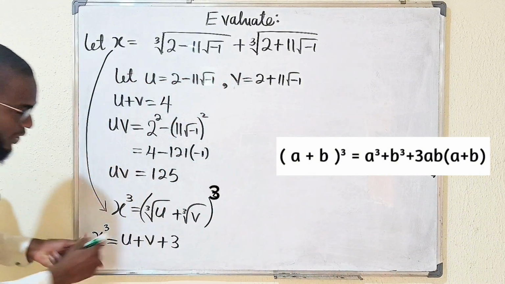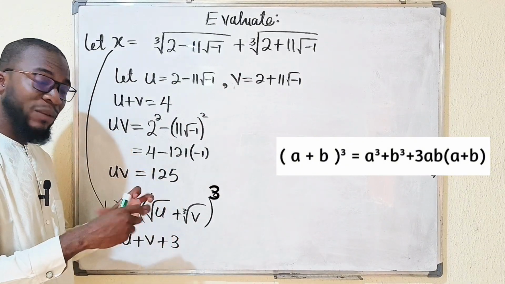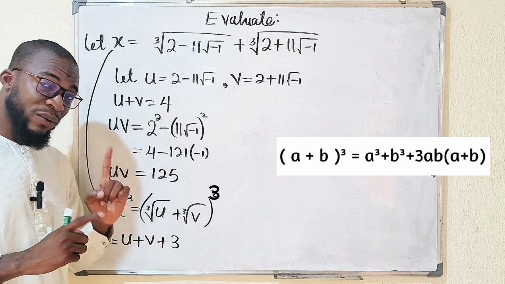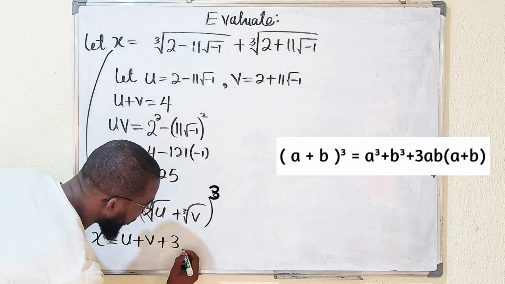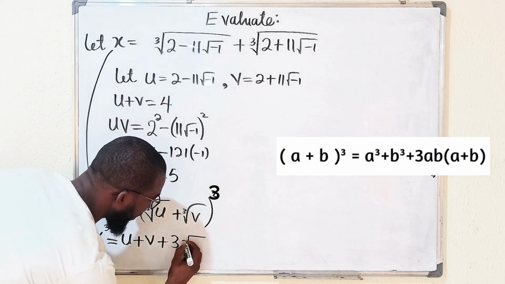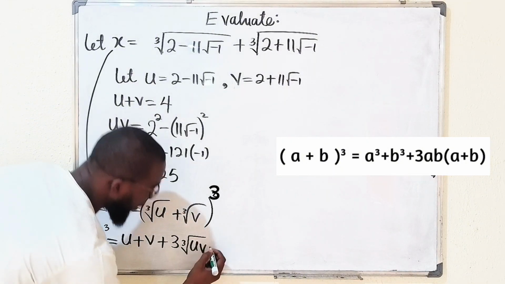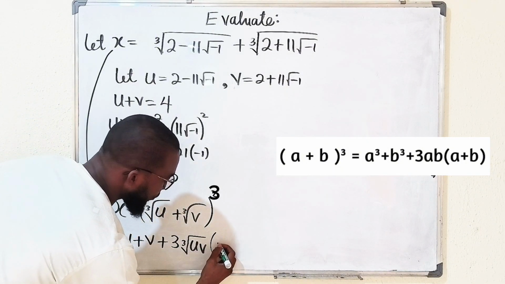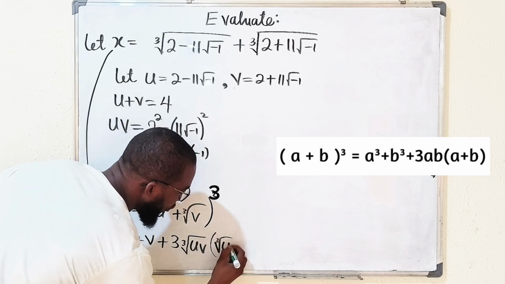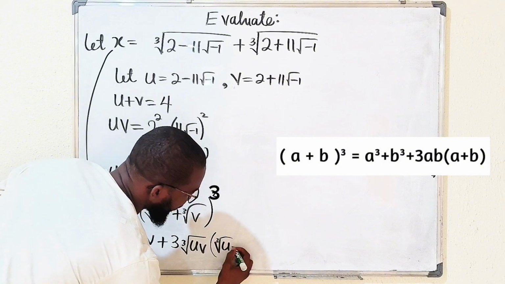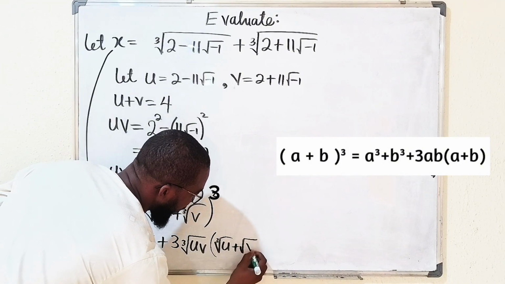So once you multiply these two together because they have the same radical, you can take a single radical and multiply the arguments. So this is 3 multiplied by the cube root of uv, then multiplied by cube root of u, right, plus cube root of v.